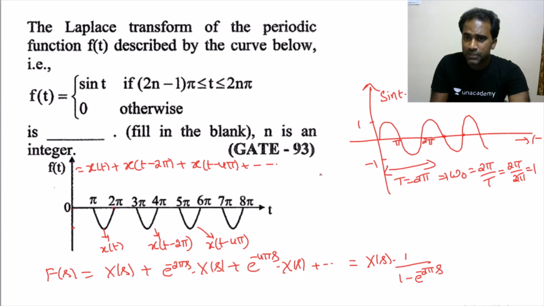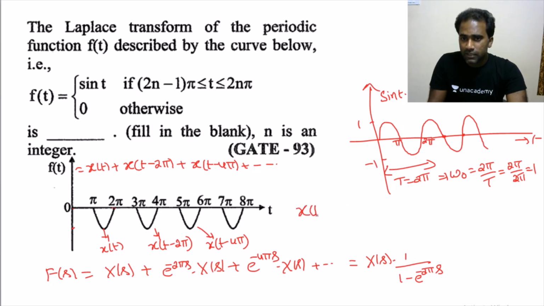But if it is sine t, it should exist for negative time also, but it is existing only for positive time. It is existing only for positive time. So if you want to write this signal, this is sine t into u of t. Okay, but whatever you are looking at here, if you know the Laplace transform of the first period, then you can find the Laplace transform of this total signal also, right? So Laplace transform of only this part.